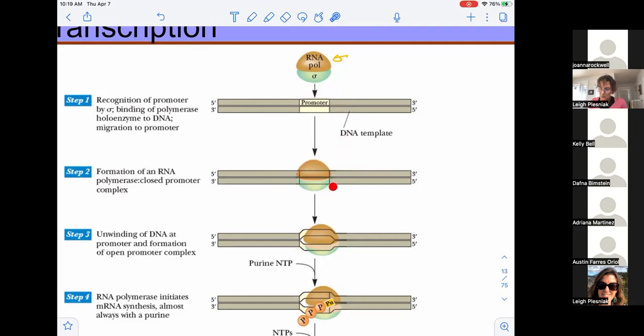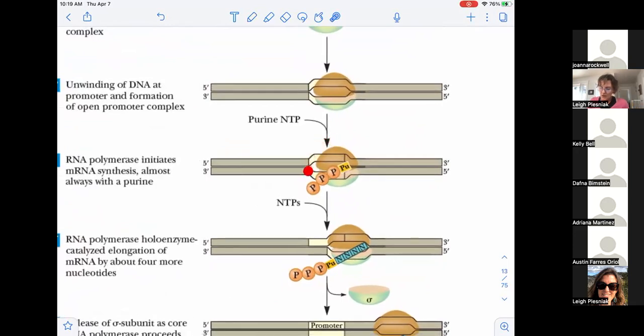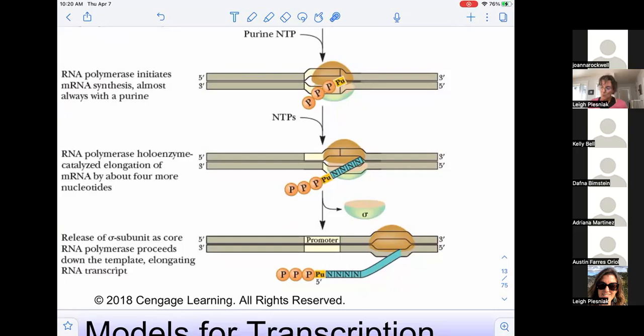This is the closed complex. The DNA strands separate, you get the open complex. And then the first base is usually a purine, so an A or a G, and that's the first NTP to come in, and then you get synthesis. Once things begin, that sigma subunit diffuses away from the holoenzyme of RNA polymerase, and then transcription takes place. And the process of synthesis we call elongation.